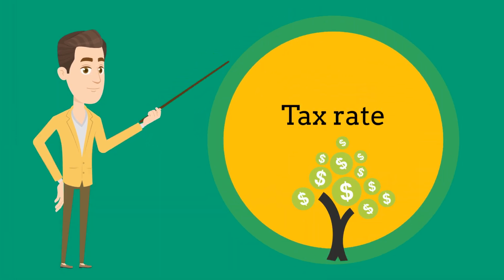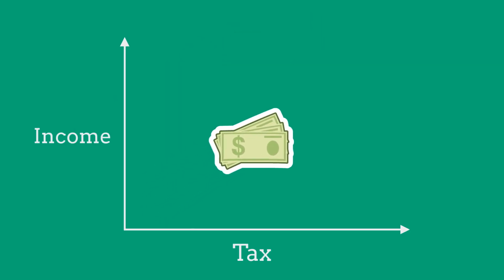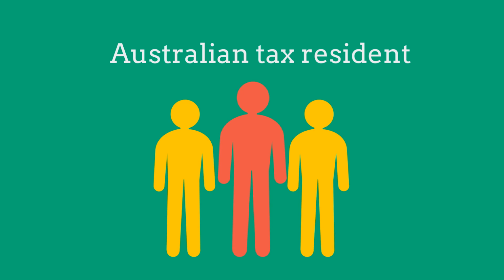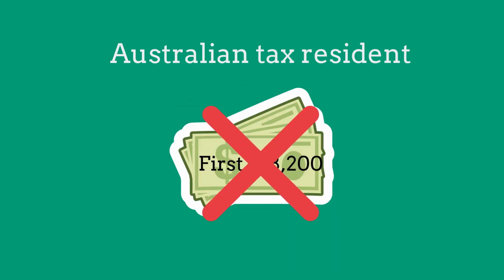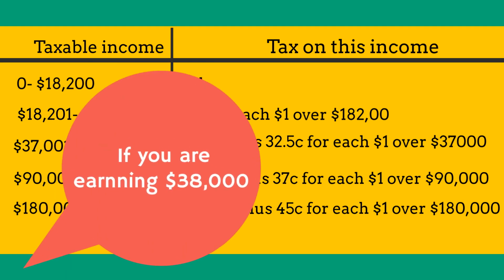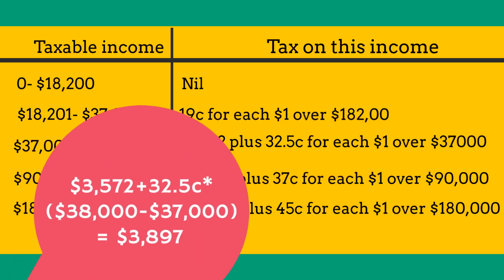Tax rate. In Australia we have a progressive system of taxation, meaning that the more income you earn, the higher the contribution towards the taxation system. Australian tax residents will not be taxed on the first $18,200 they earn. After that, the following rates will apply. For example, if you are earning $38,000, then this is your tax bracket. This is your tax calculation, and it shows that your tax is $3,897.